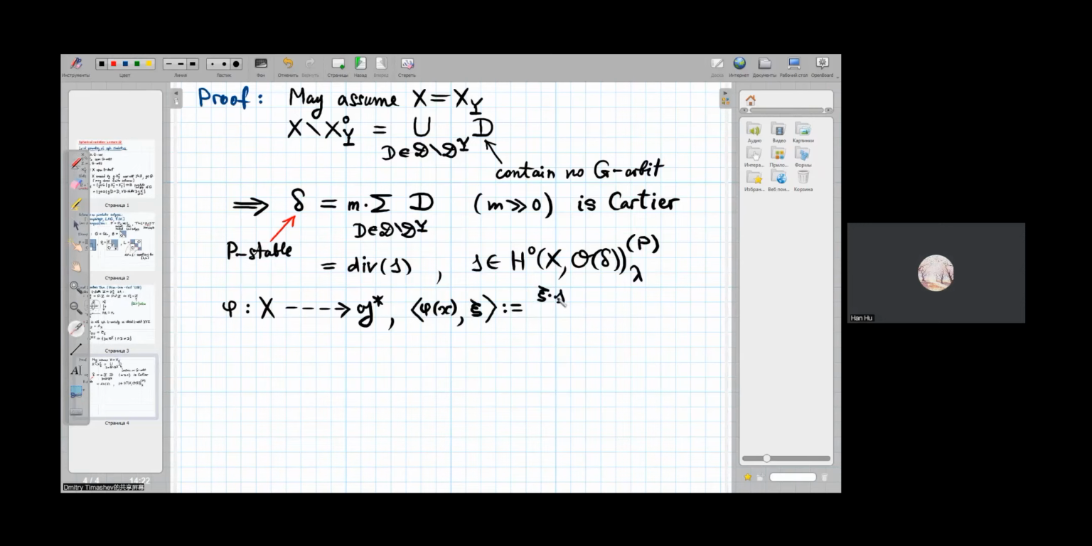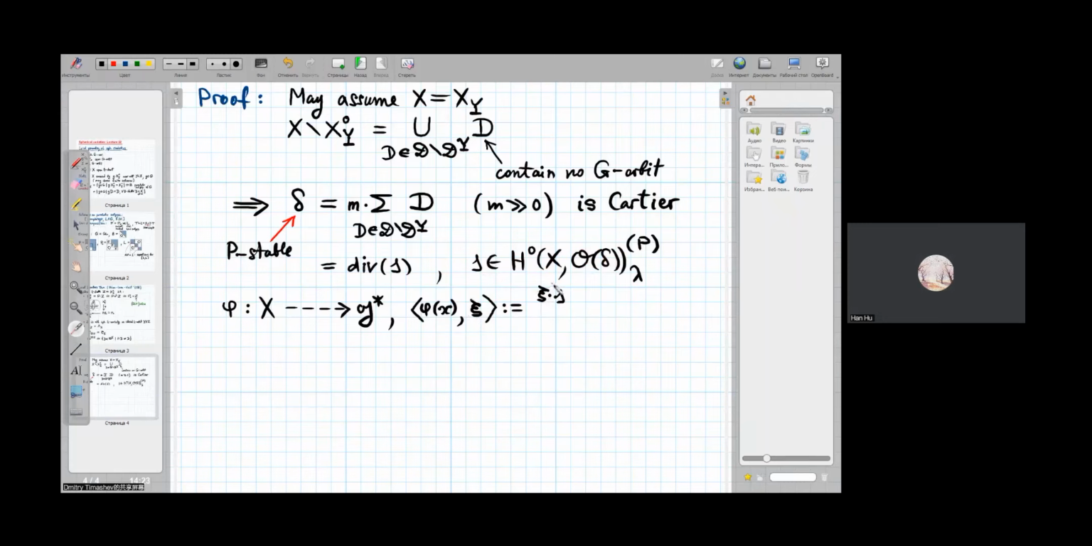Let me comment. This section S belongs to the space of sections of this line bundle. This space of sections is a G module. G acts here. G has a linear representation in the space of sections. And therefore, the Lie algebra of G also acts here. And we may apply this element of the Lie algebra to S.